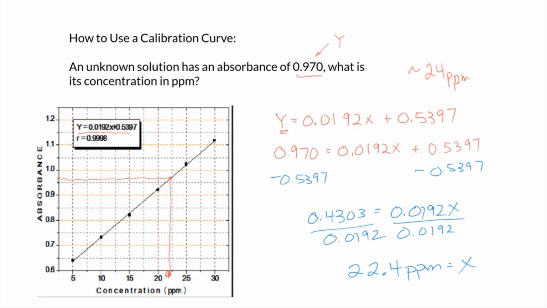And notice by reading the graph, I got a value of 24. Here I got a value of 22.4. This is a more trusted value. You can trust this more because we're using the formula for the line and we are not doing estimation in between the minor grid lines.